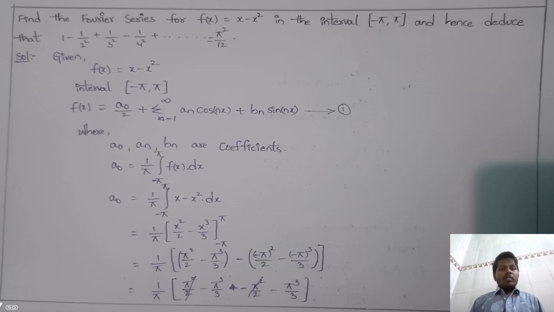Given f of x is equal to x minus x square in the interval minus pi to pi, f of x is equal to a naught by 2 plus summation n is equal to 1 to infinity an cos nx plus bn sin nx, that is equation 1, where a naught, an, bn are coefficients.